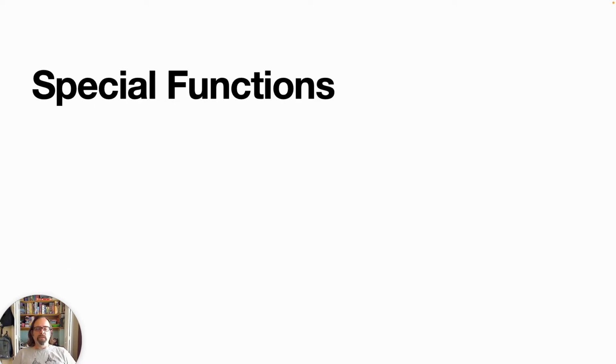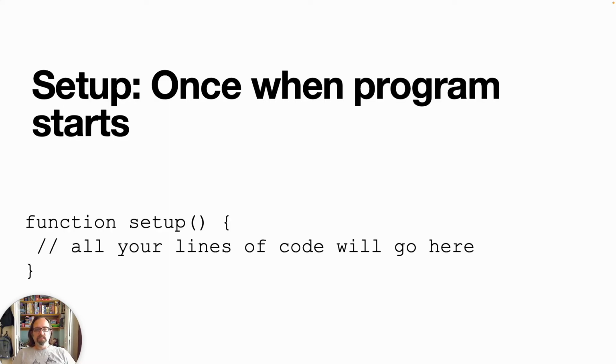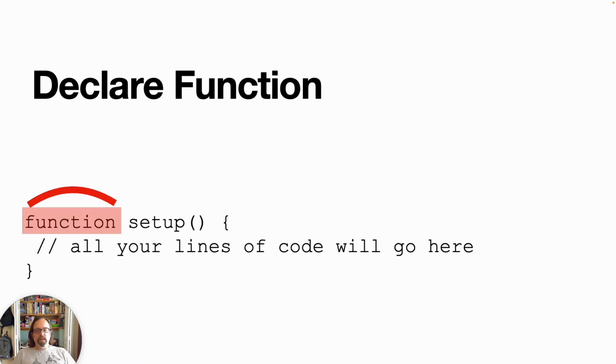Now, for the P5 editor, there's actually 2 special functions that we write that the computer uses, and the computer calls these functions. So the first function is called setup. It happens just once, and it happens when the program first starts. So you can see this is how you actually would write the function, and we'll go through it step by step. The very first part, where it says function, is how we're declaring that this is a function.